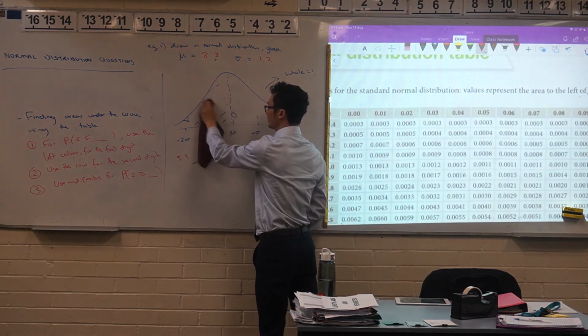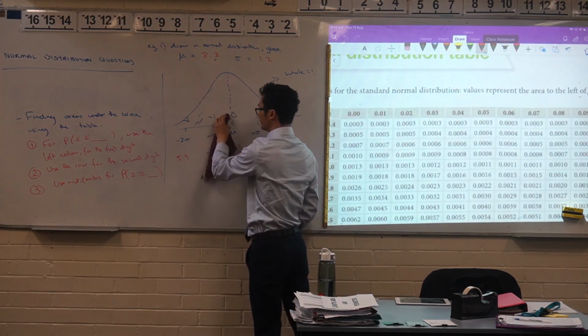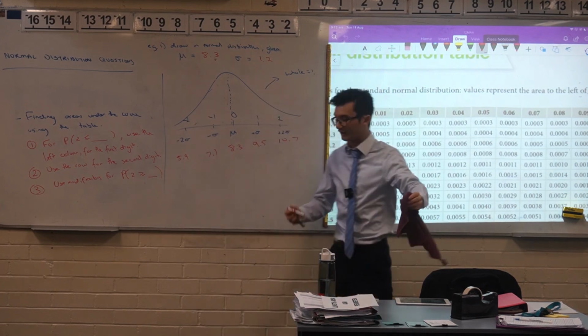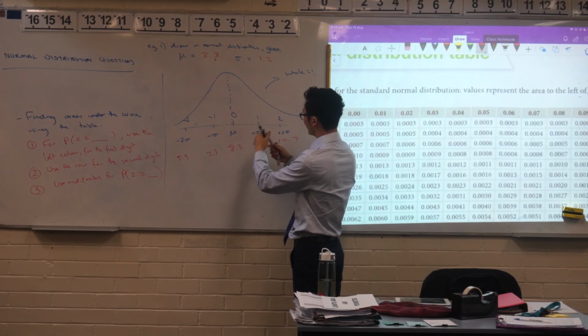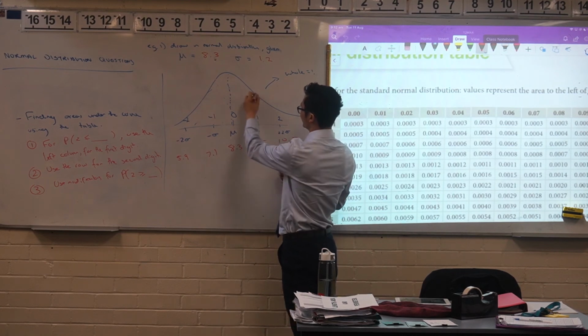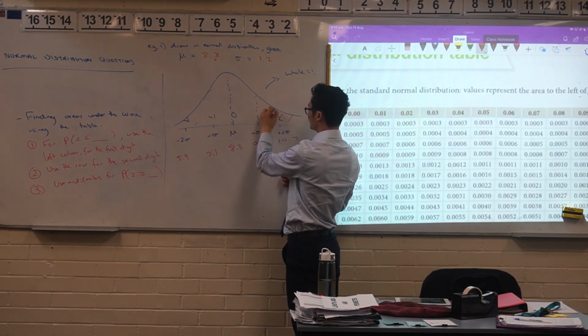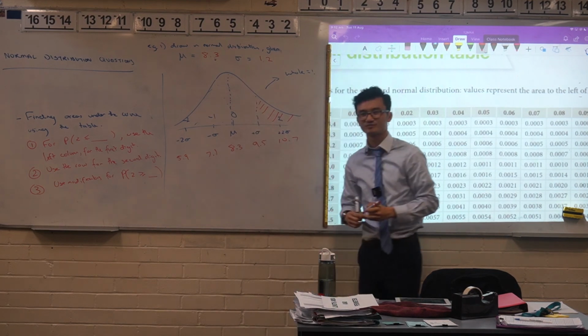Because I've said the table only works for z less than or equal to, but if they ask for z greater than or equal to something, like, I don't know, 1. So I asked for these ones. How might you do that?